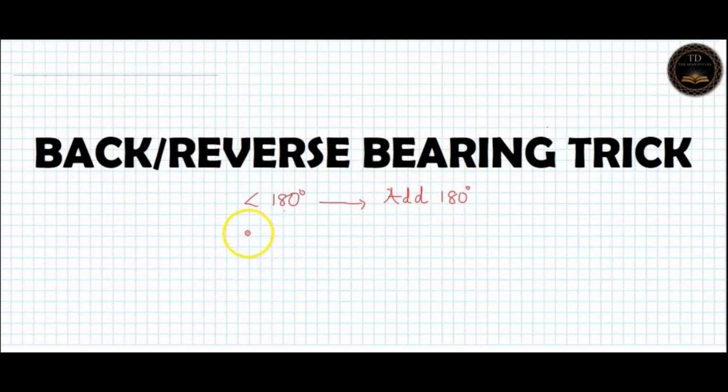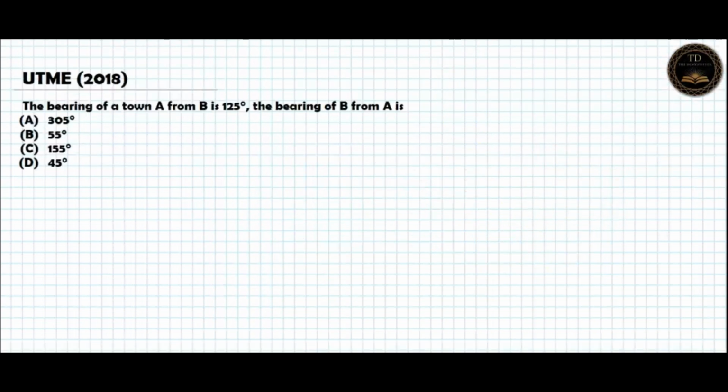But if the bearing given is greater than 180 degrees, all you would have to do is subtract 180 from it. Subtract 180 from the bearing that is given, and you're done. Okay, now let's look at an example quickly.